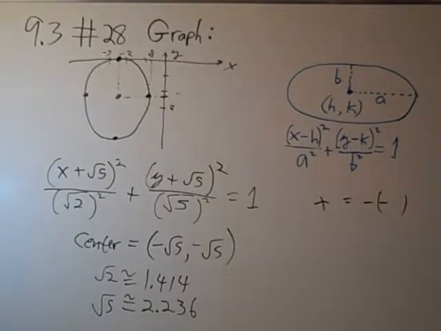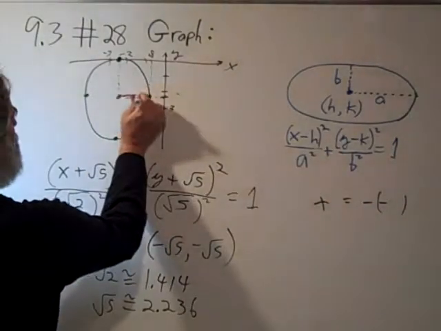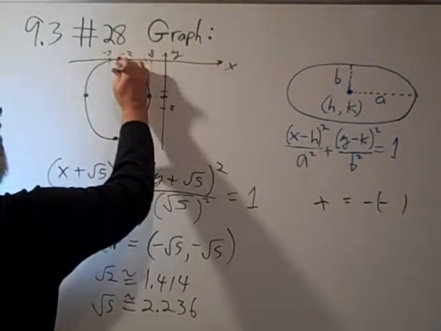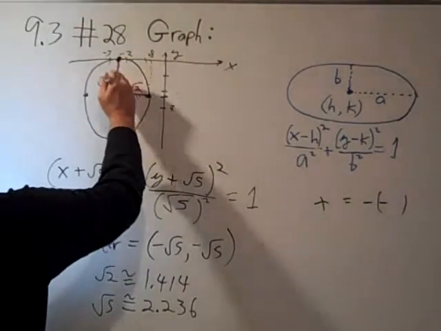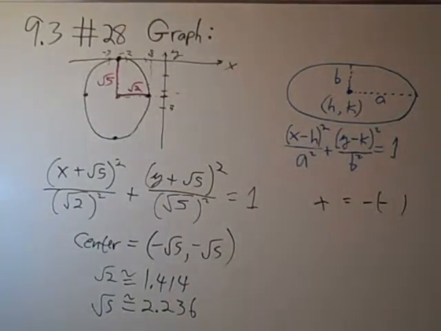Let me draw in the semi-major and semi-minor axes here. The semi-minor axis is the x-extent, that's the square root of 2. The semi-major axis, that's sort of half of the y-extent, is the square root of 5. So there we have the graph of this ellipse.